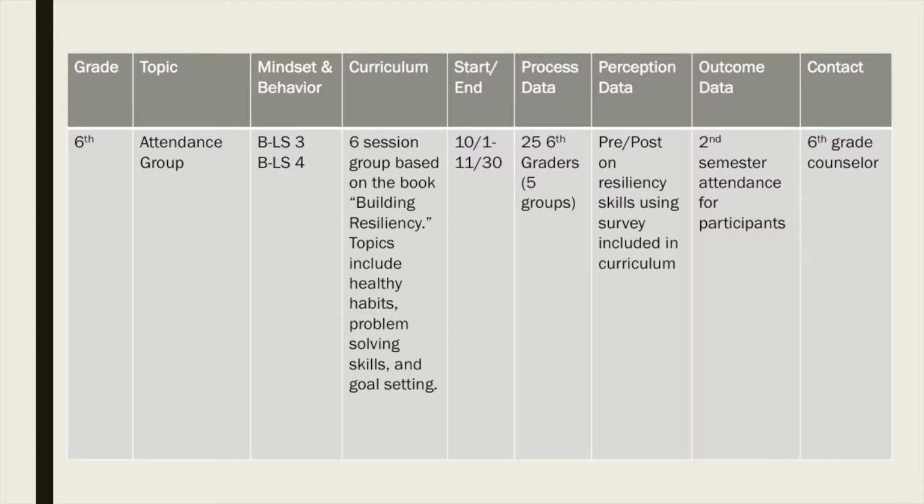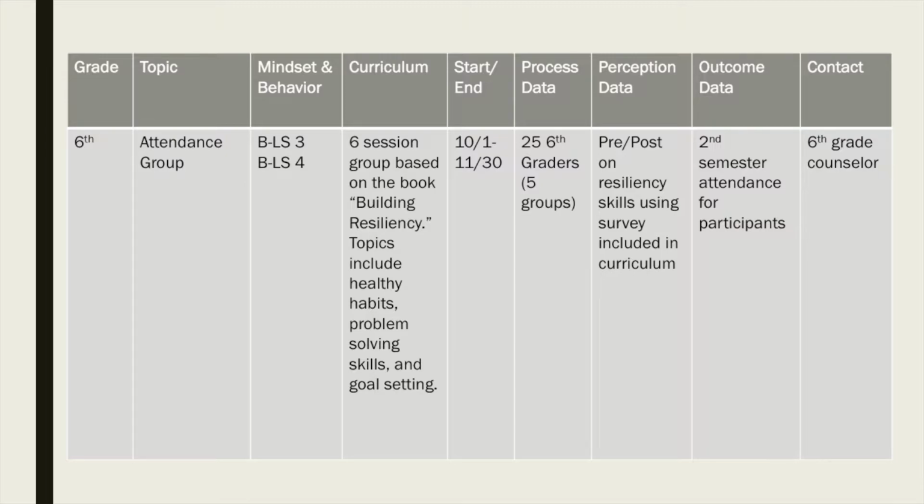Include the grade level and group topic. Include ASCA mindsets and behaviors. You will select about 2 to 3 mindsets and behavior standards for each lesson with some overlap. To learn more about mindsets and behaviors, check out the tutorial video. Include a brief description of curriculum and materials that you plan to use. You want the reader to be able to understand what you will be doing without going into too much detail.